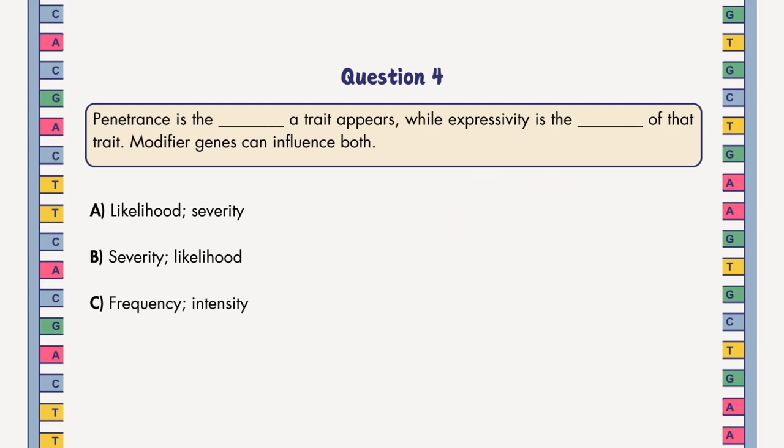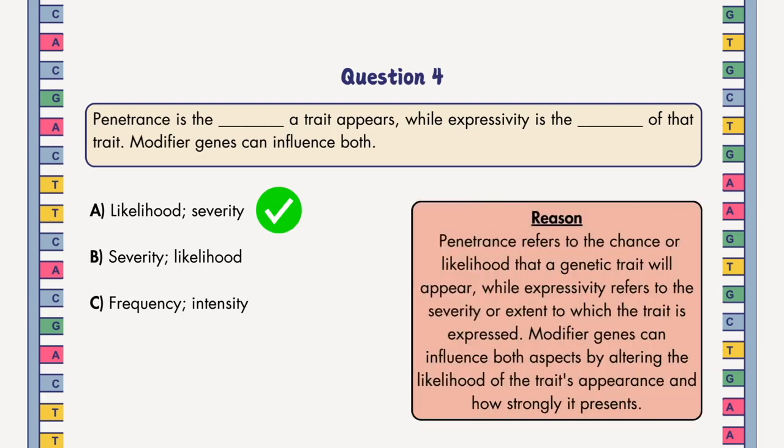The correct answer is option A, likelihood, severity. Because penetrance refers to the chance or likelihood that a genetic trait will appear, while expressivity refers to the severity or extent to which the trait is expressed. Modifier genes can influence both aspects by altering the likelihood of the trait's appearance and how strongly it presents.